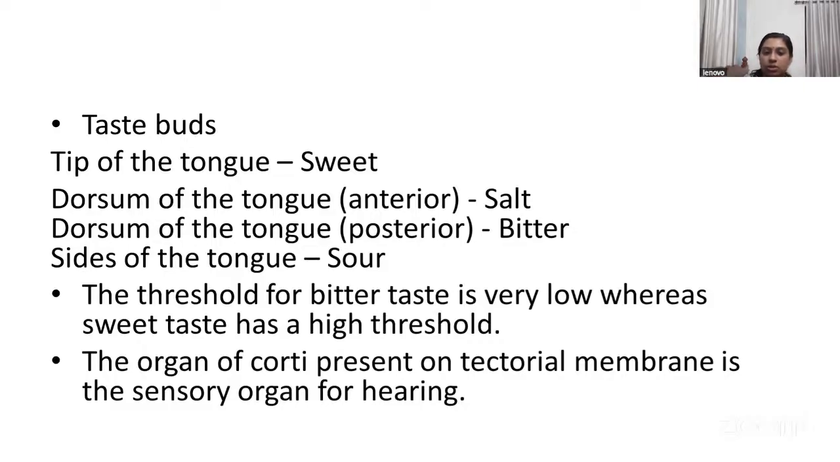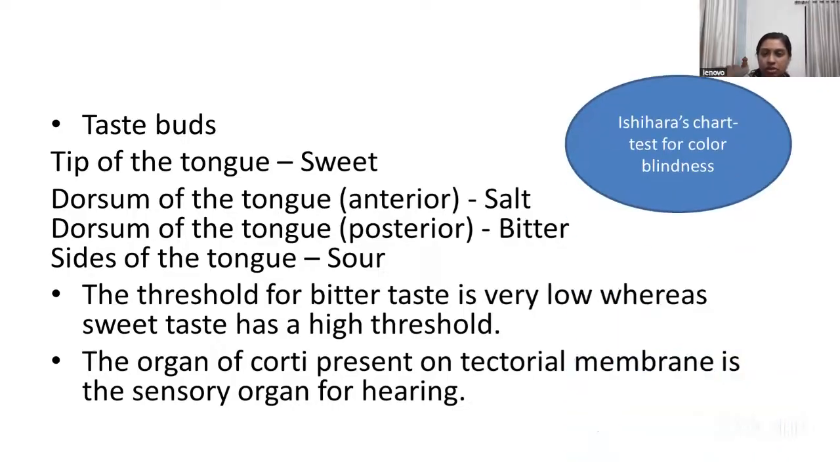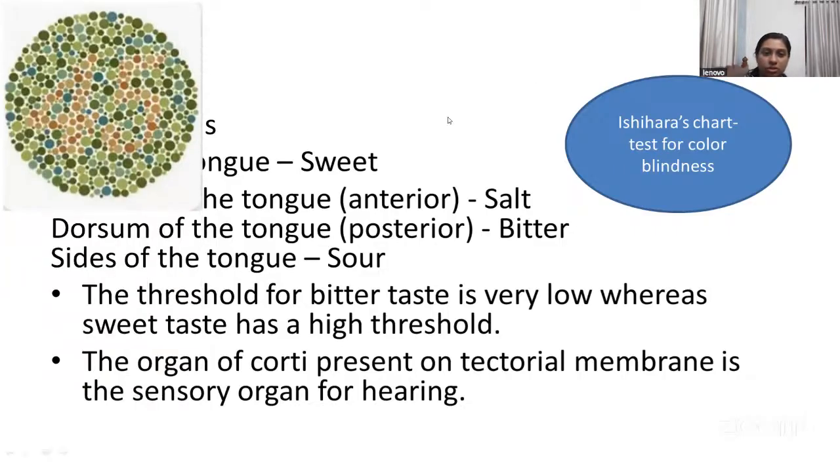And the organ of Corti is present on the basilar membrane, under the tectorial membrane. That's the sensory organ for hearing. Okay, these are about the special senses. This question is asked multiple times: what is the test for color blindness? That is Ishihara's chart. There are 12 figures for the assessment of which type of color blindness is present in the particular patient. Like this, 12 different images are there in the Ishihara's chart analysis.